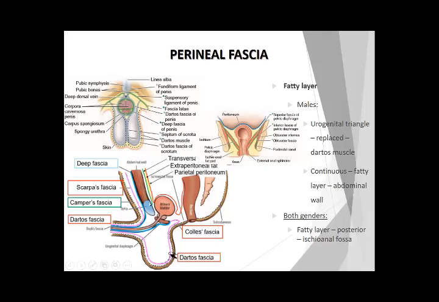However, in both the genders this perineal fascia posteriorly over here, ये ठीक है, this is the site where you would have the ischial fossa. Okay. So posteriorly it becomes continuous with the fat of the ischial fossa. Males में देख लीजिए, ये yellow जो है, this is the layer of the dartus muscle.